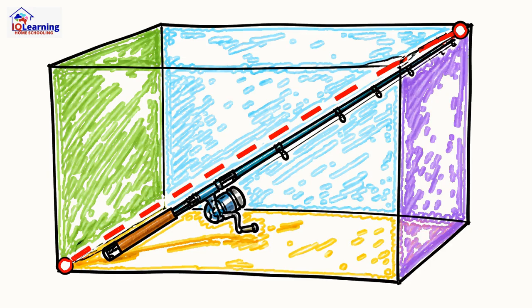We all know Pythagoras' theorem for a flat triangle, a squared plus b squared equals c squared. This helps you find the diagonal across the floor of a room, a simple 2D line. But that line is just the first step.